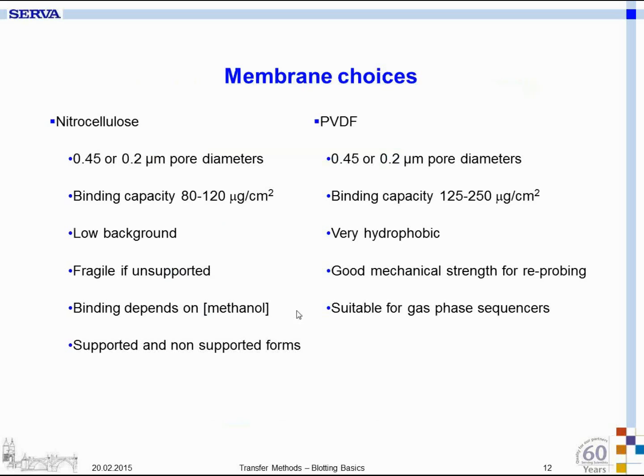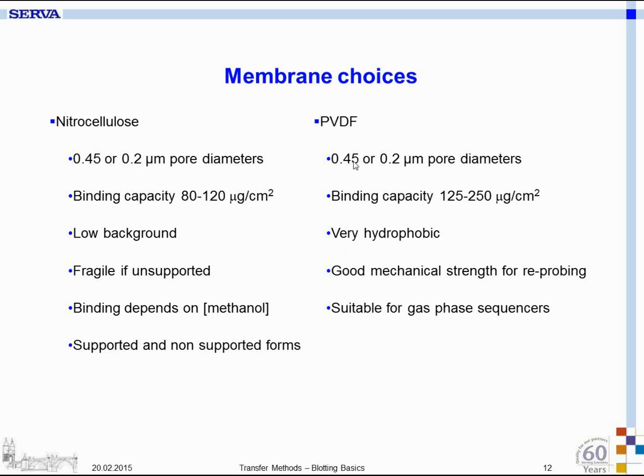Membrane choices. In the beginning, as I already said, mainly nitrocelluloses were used, at 0.45 micrometer mainly for blotting after isoelectric focusing, and 0.2 micrometer pore diameters after SDS electrophoresis. But nitrocellulose is a little bit fragile. There was a trend going to PVDF.